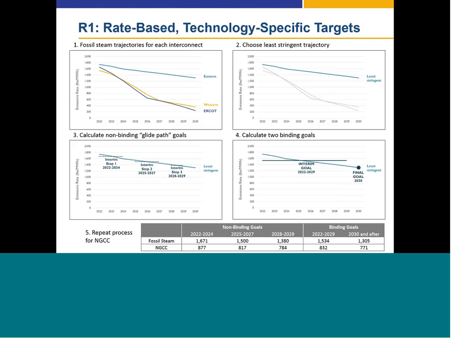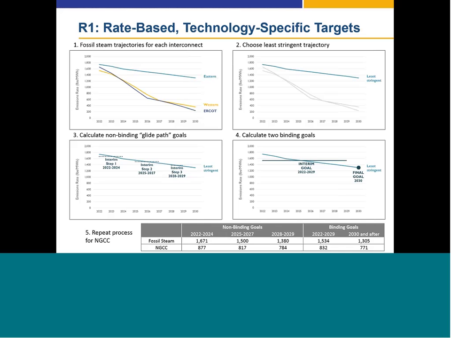In image 4 here, you see the actual binding requirements, and there are 2 for fossil steam units in R1. The first is that on average, during the 2022 to 2028 period, fossil steam units in states that are using the R1 compliance pathway must achieve this emissions rate. And if you look down to 5, you can see what the number actually is. It's 1,534 pounds per megawatt hour.